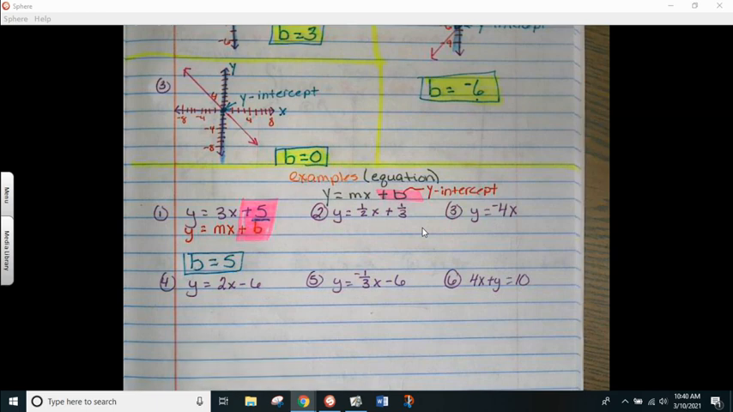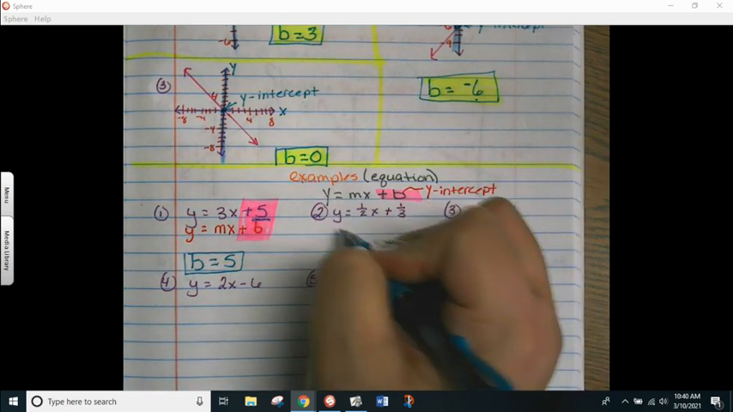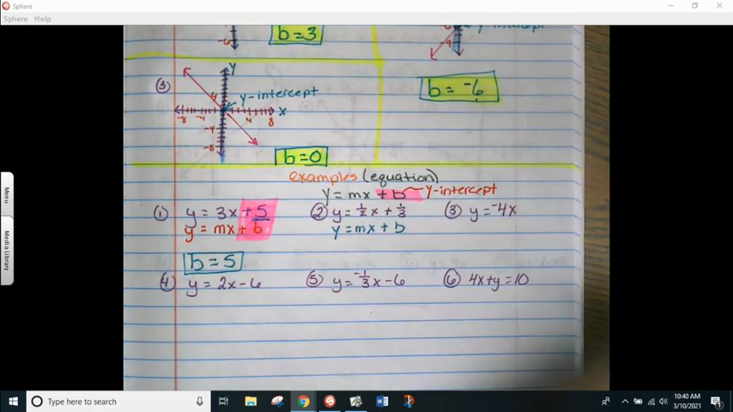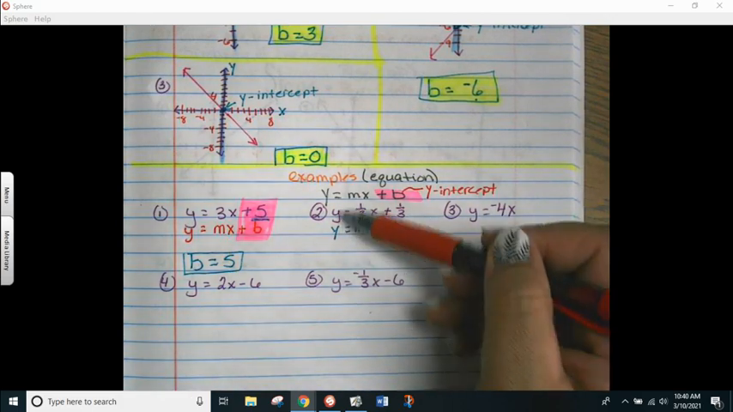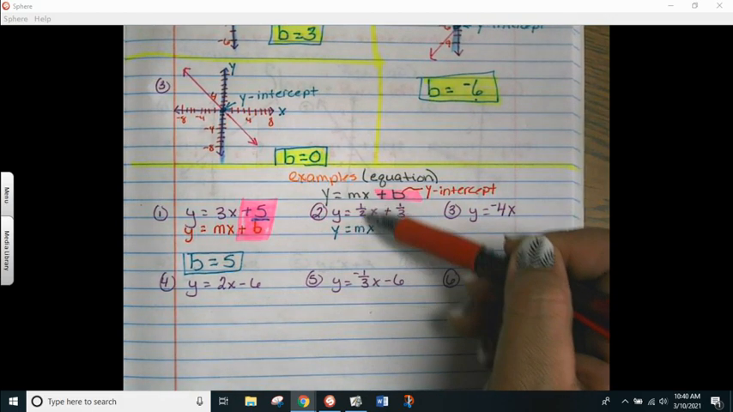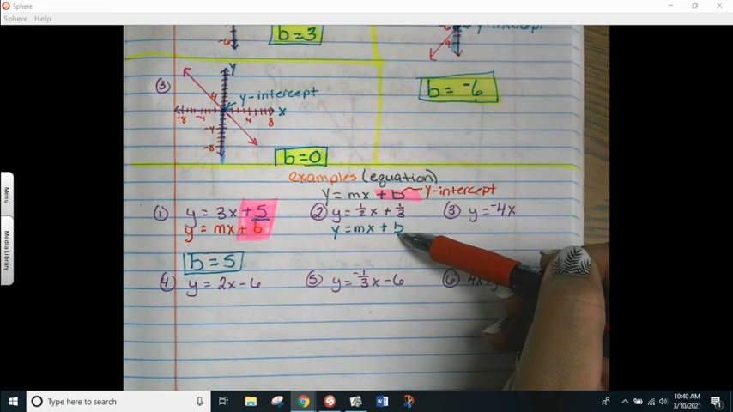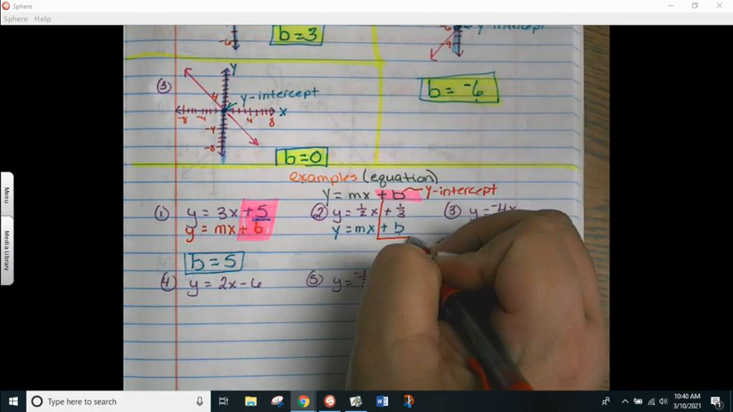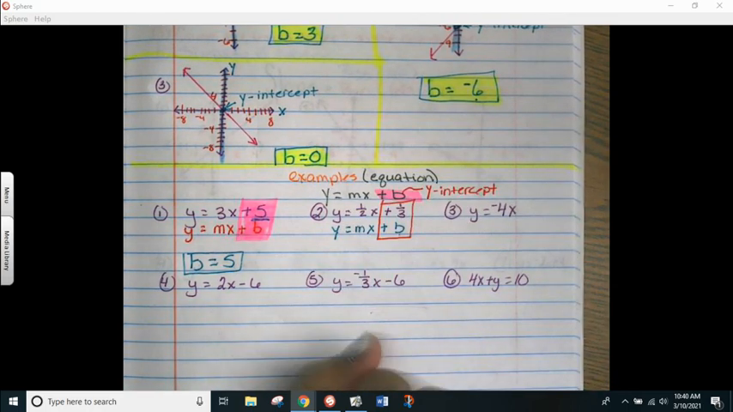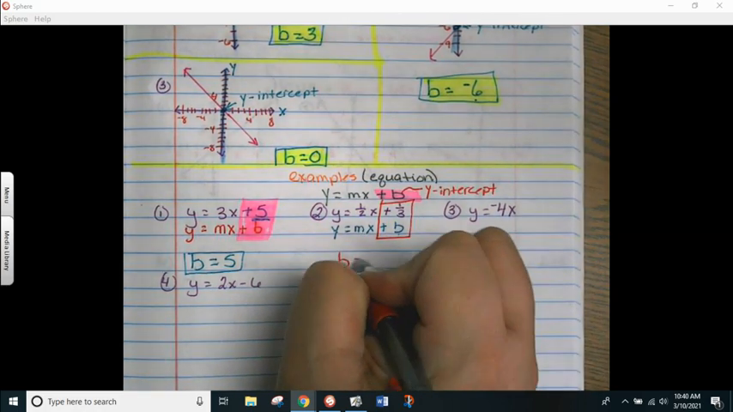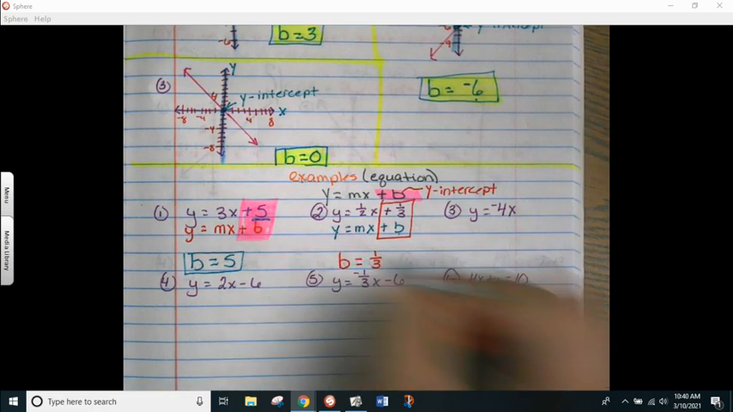So let's take a look at the next one, number 2. It says y equals 1/2 x plus 1/3. So I'm just going to write the equation y equals mx plus b. And take a look at each section. Here's my y, so we're good. Equals, we're good. There's a variable with the number, that's good. The x's are here, plus b. Good. So this right here is in the right place. I don't have to change anything. I don't have to rearrange anything. So therefore, your answer is going to be b equals 1/3.